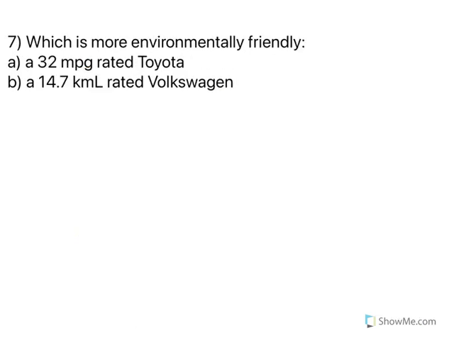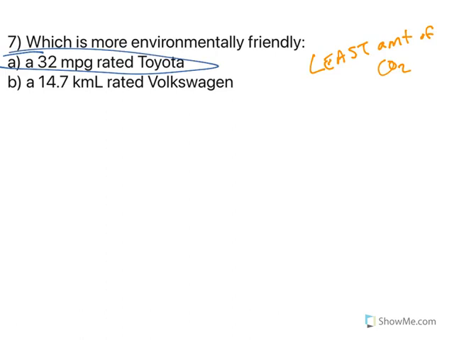Okay, the last one. Which is more environmentally friendly? That means the least amount of CO2, right? If we're talking environmentally friendly, that means the least amount of carbon dioxide released into the atmosphere. So we're looking at a 32 mile per gallon rated Toyota or a 14.7 kilometer per liter rated Volkswagen. All right, so let's start with option A here. If we have 32 miles in 1 gallon, let's just say 1 mile. If they are going to just drive 1 mile, how much CO2 do they produce? Because we need something to compare nicely, right?